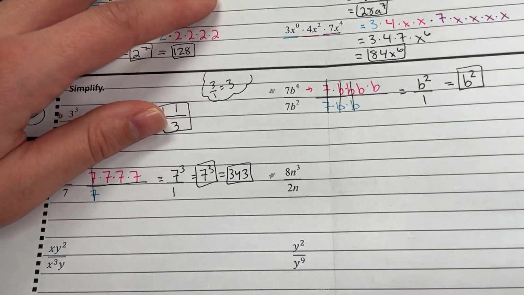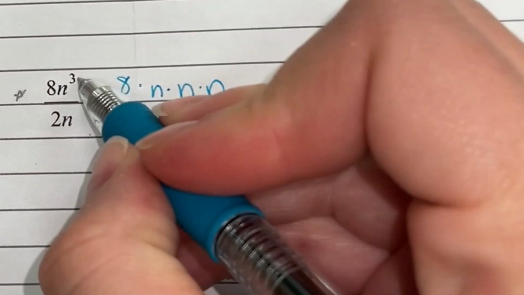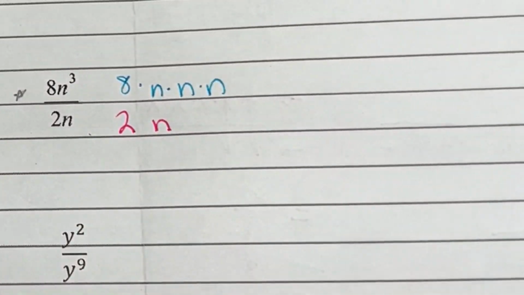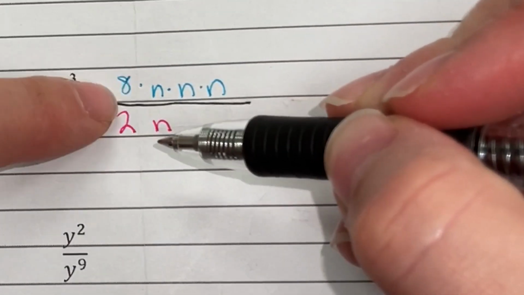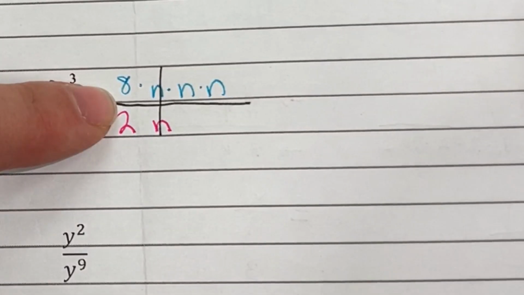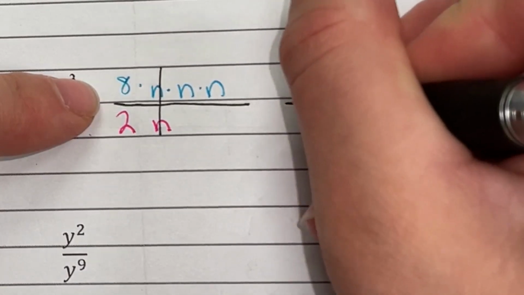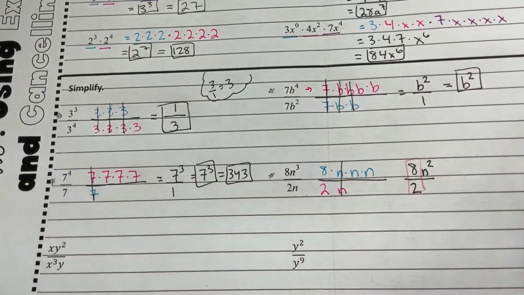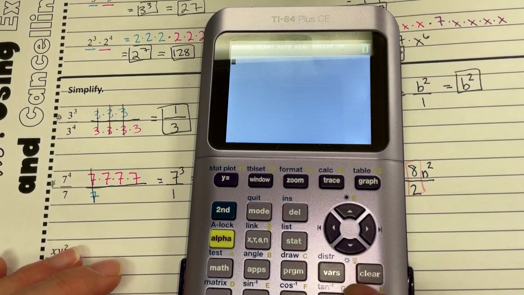Okay, let's look at this next one. We have 8 and then 3 n's, because that third power is only attached to my n. On the bottom, we have a 2 and an n. Now, these guys don't cancel, but something does happen. These do. So we're left with 8n squared over 2. Now what I'm going to do is check this in my calculator to see if it reduces. Okay? Because I just want to check.